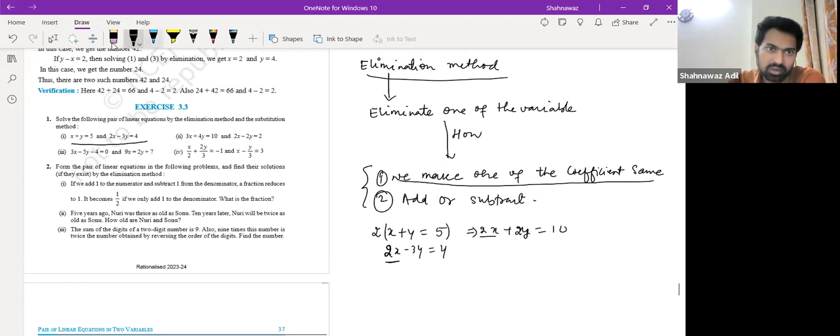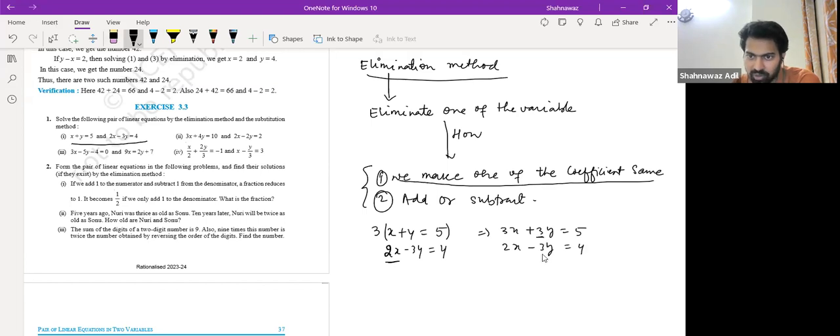Or either, we can multiply this equation by 3. So this will make 3x plus 3y equals 5, and this is 2x minus 3y equals 4. So this coefficient is the same now, right? Yes, sir. This is different and this is the same. So we can do either of them, right? So let us make the x coefficient the same.